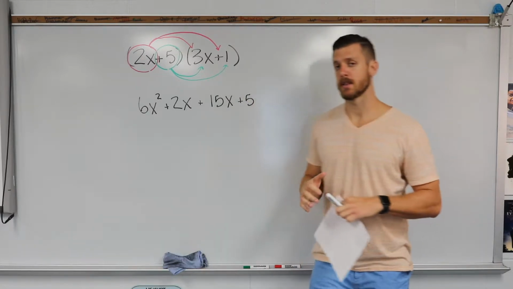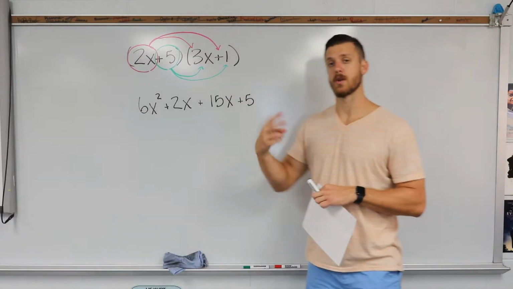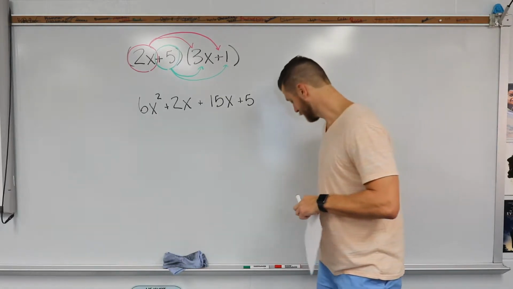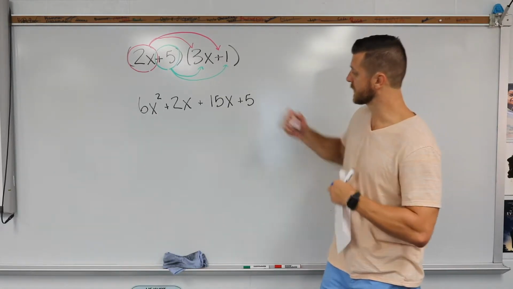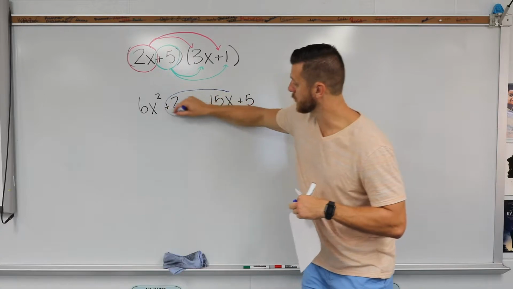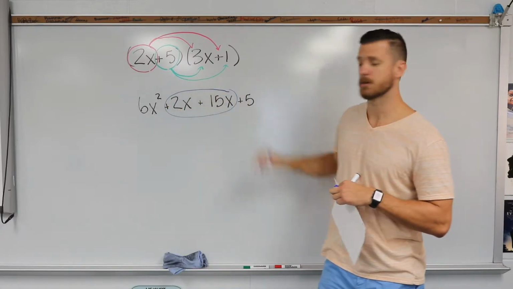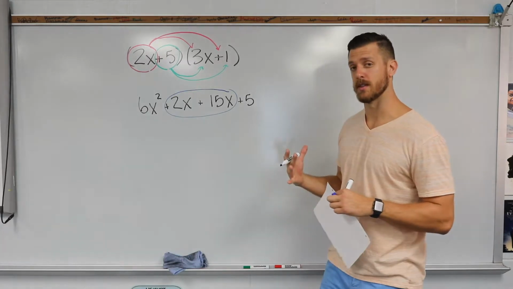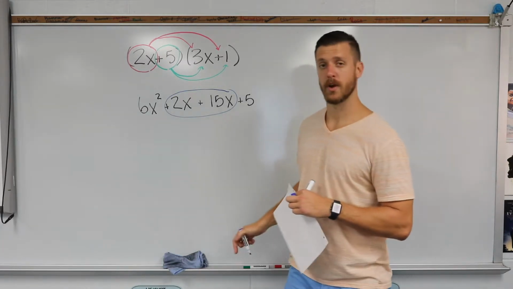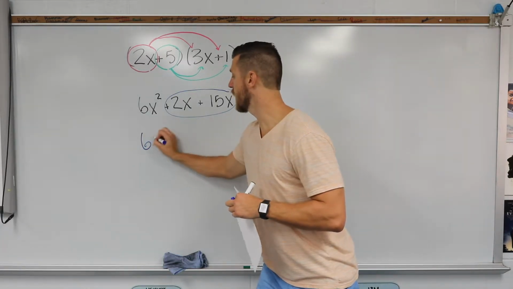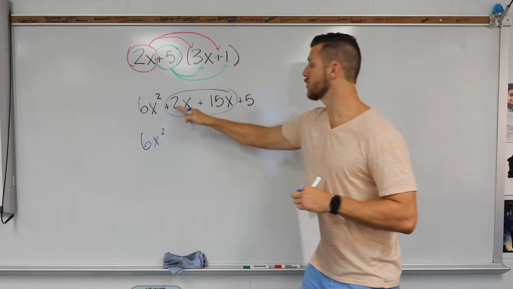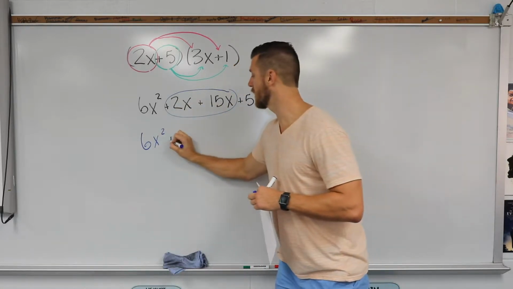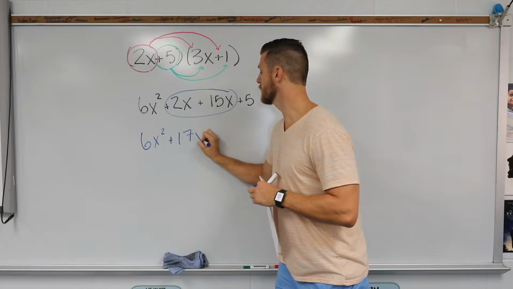Just like in the box method, you have 2 terms that you have to combine that are alike. These guys right here, the ones with just x's. You've got a positive 2x and a positive 15x. So what do you get when you simplify this together? There's no other x squared, so it's going to be 6x squared. 2x plus 15x, that's a positive 17x.